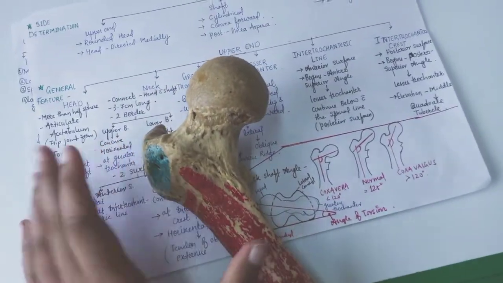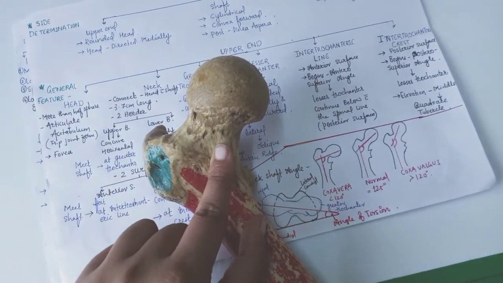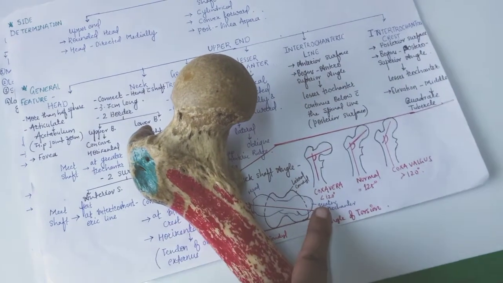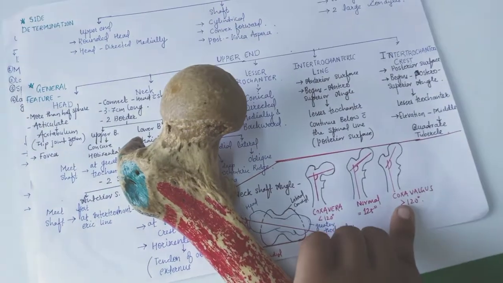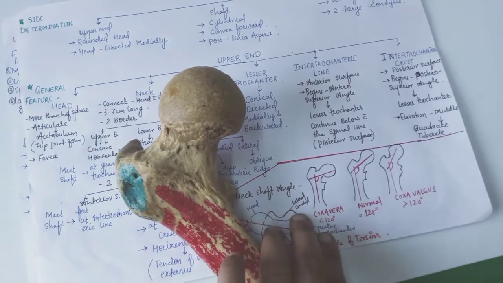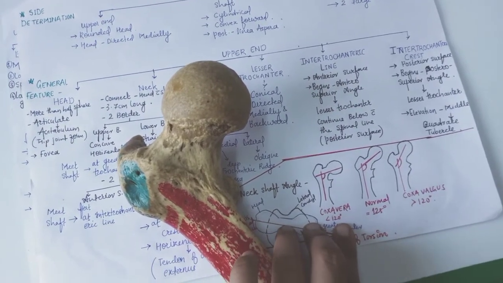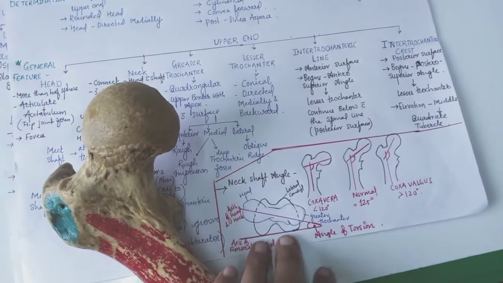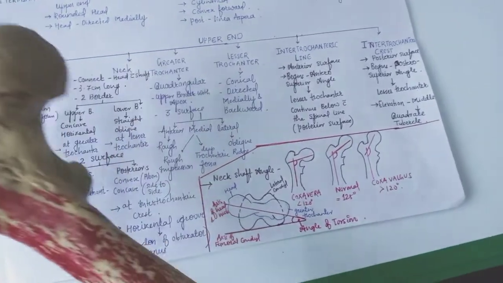Then the neck and shaft angle. The normal neck and shaft angle is 125 degrees. If it extends above 120 or 125 degrees, it is known as coxa valgus, and if it is below 120 or 125 degrees, then it is called coxa vara. The angle of torsion is 15 degrees.